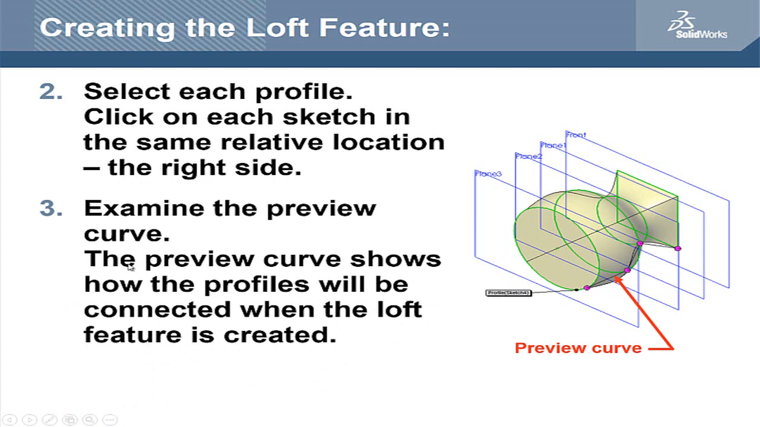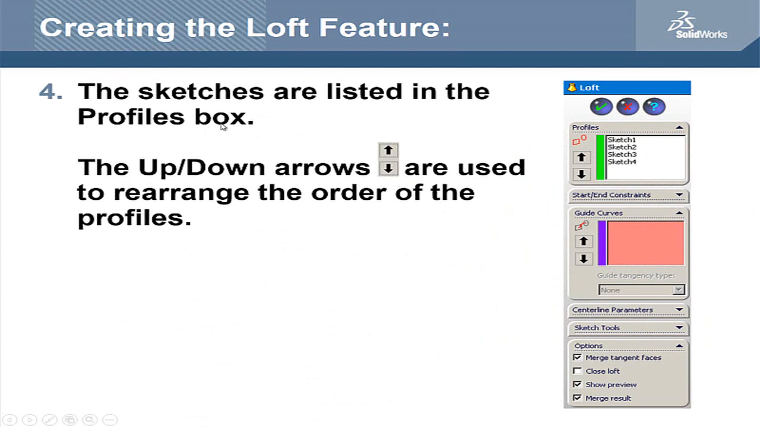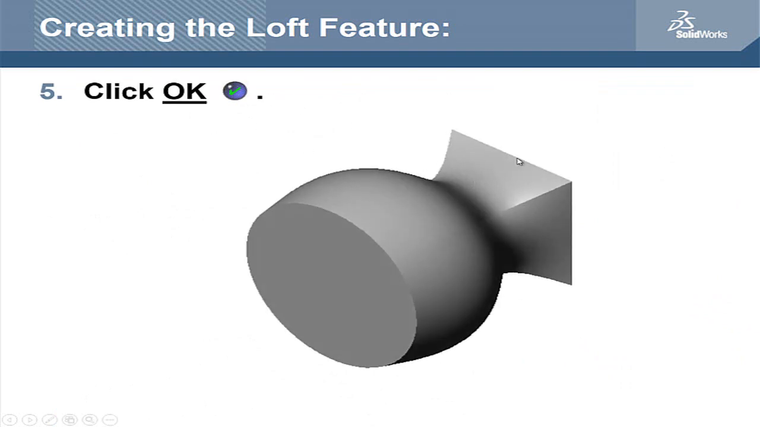Examine the preview curve. The preview curve shows how the profiles will be connected when the Loft feature is created. That's nice. The sketches are listed in the Profiles box: Sketch 1, 2, 3, and 4. The up or down arrows are used to rearrange the order of the profiles. Oh, you can rearrange it. Click OK, and ba-bam! You got the hammerhead!